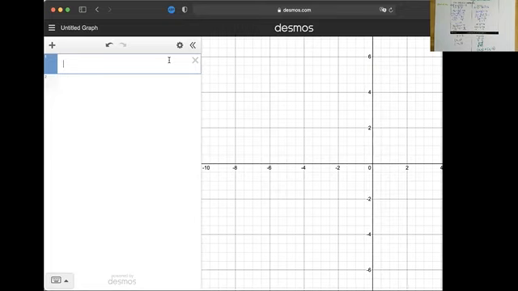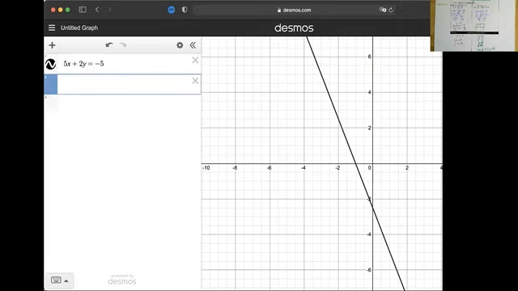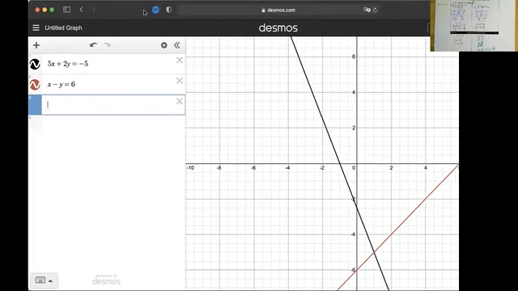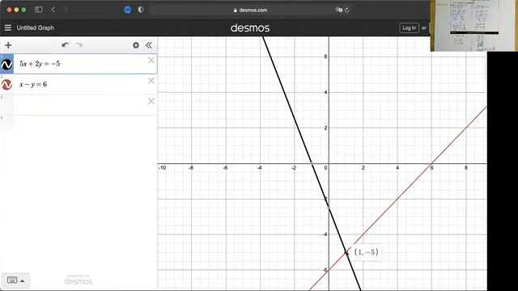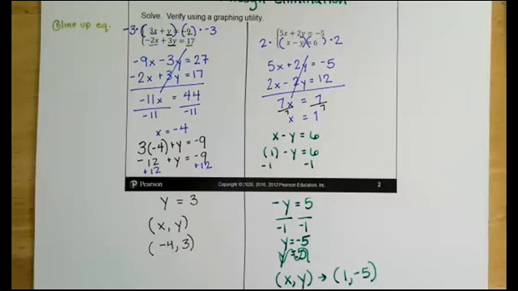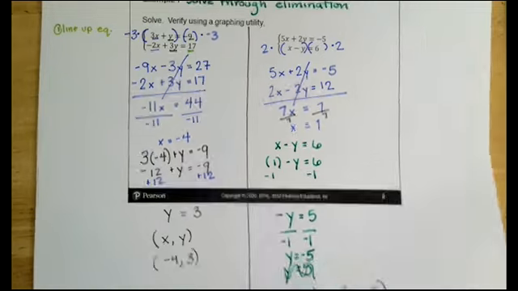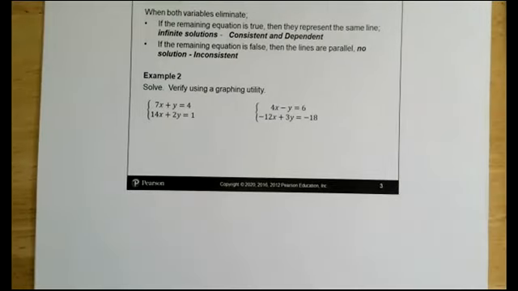The other one was 5x plus 2y equals negative 5. And then x minus y equals 6. The point where they cross, excuse me, is 1, negative 5, which was the point we got. So that's how you would check that you found the correct solution to your system of equations.